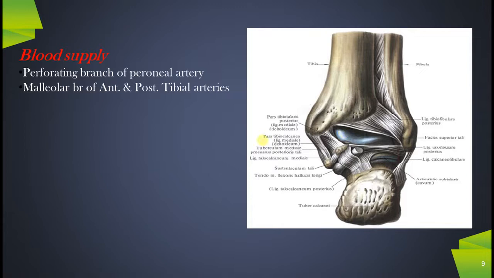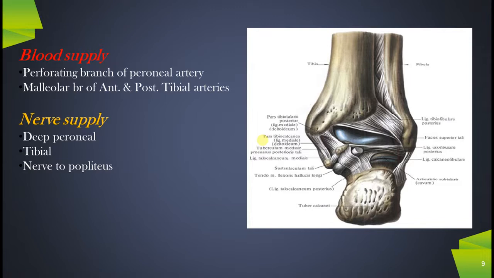So the blood supply of the joint is the perforating branch of the peroneal artery and malleolar branches of the anterior and posterior tibial arteries. Nerve supply, again, is from the nerve to popliteus, the deep peroneal nerve and the tibial nerve. The nerve to popliteus, see how long it comes. It supplies the middle tibiofibular joint and the inferior and superior tibiofibular joints. That is the nerve supply of the inferior tibiofibular joint.